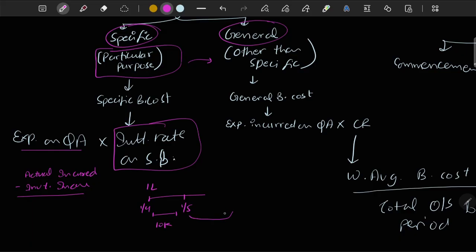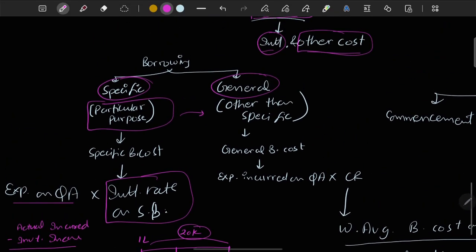In the remaining period you have incurred funds on your qualifying asset. So if the total interest expense of the whole period is, let's say, 20,000, you will not capitalize 20,000 rupees. You will capitalize 20,000 minus 10,000 of interest income which you have earned from those. So you will capitalize 10,000. So the borrowing cost has two treatments: either you will capitalize it or you will expense it off.